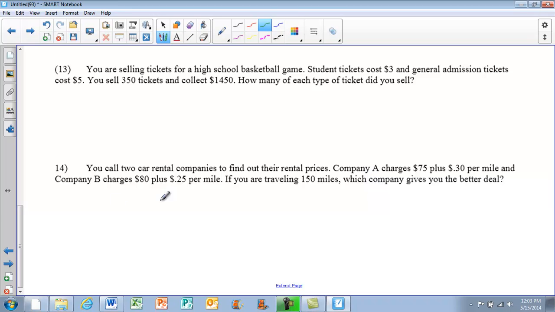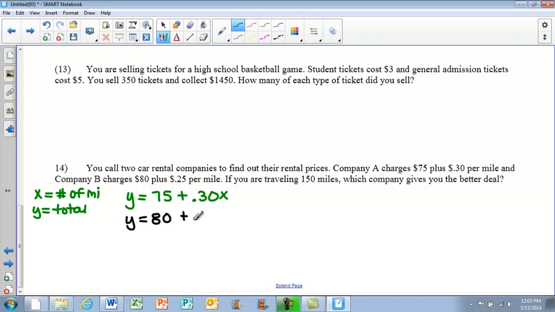So first we need to set up our equation. If we look at Company A, that's going to be our total, which is y, equals $75 plus 30 cents per mile. So x is going to be equal to my number of miles, and y is going to be that total. My second equation is going to be y equals $80 plus 25 cents per mile.